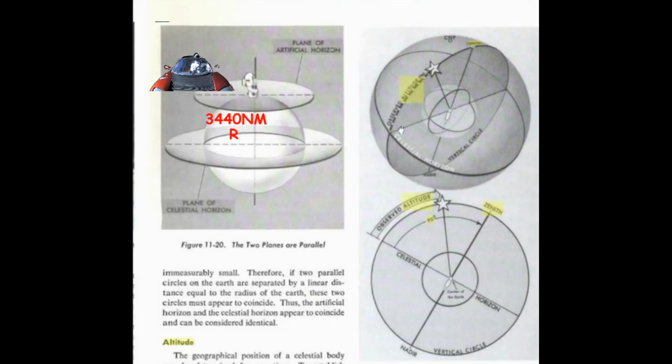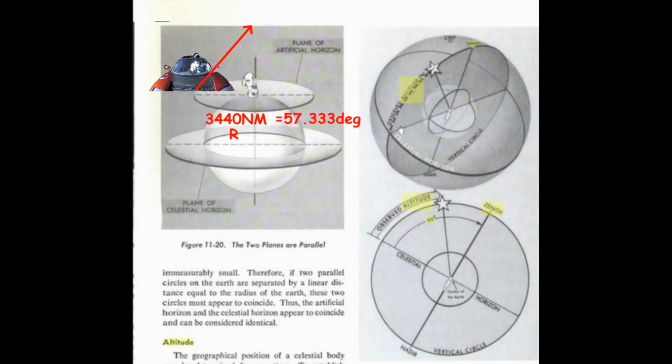Well, that's 3,440 nautical miles away. That is 3,440 arc minutes. So how do we get degrees from arc minutes? We divide by 60, don't we, Nathan? That's 57.333 degrees.